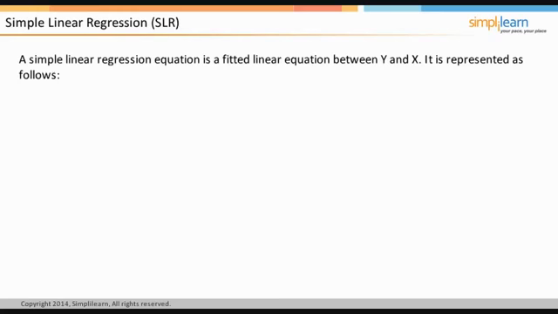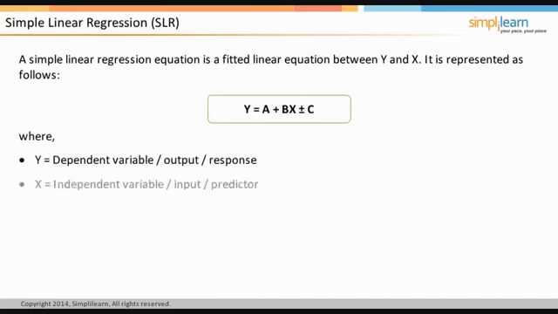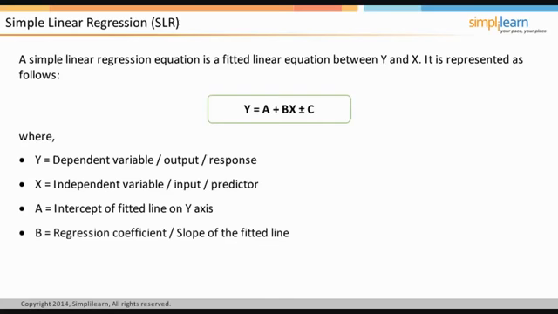A simple linear regression equation is a fitted linear equation and is represented by the equation shown here. In this equation, y is the dependent variable and x is the independent variable. A is the intercept of the fitted line on the y-axis, which is equal to the value of y at x equal to 0. B is the regression coefficient, or the slope of the line, and C is the error in the regression model, which has a mean of 0. The next screen will focus on the least squares method in simple linear regression.